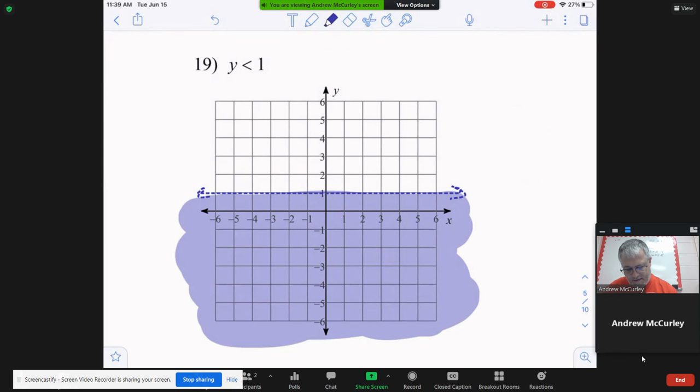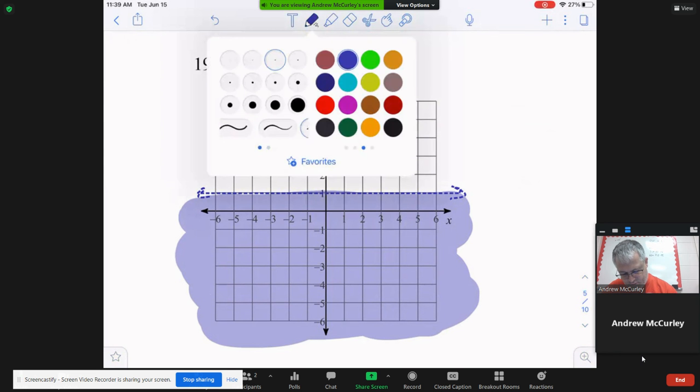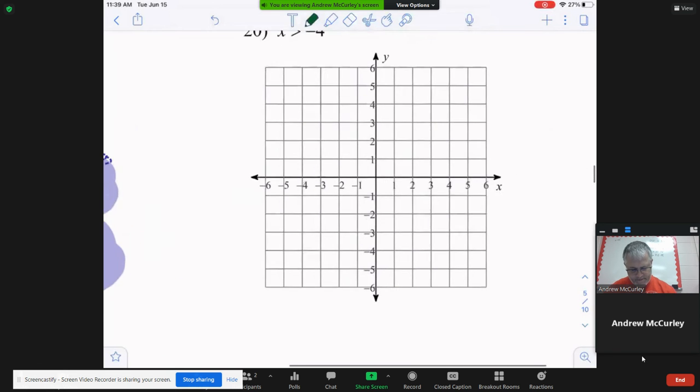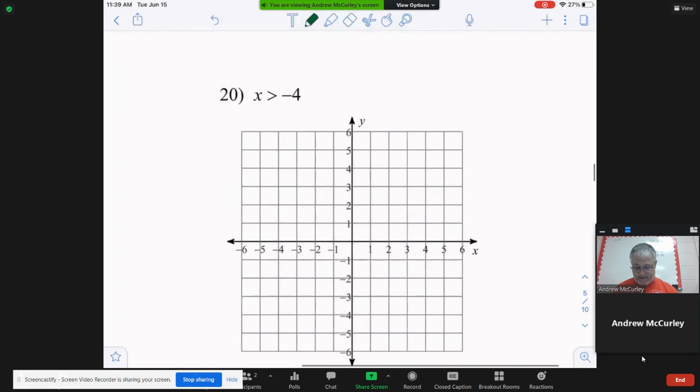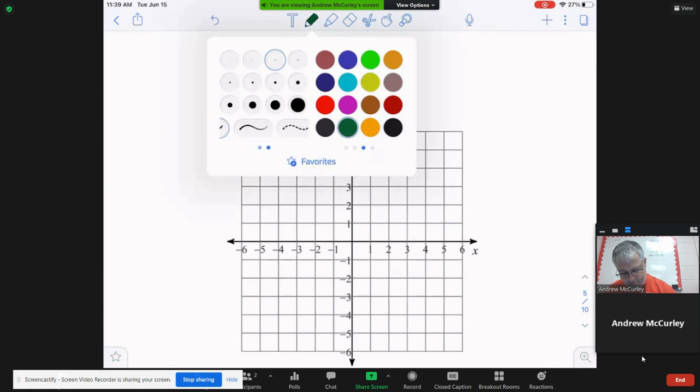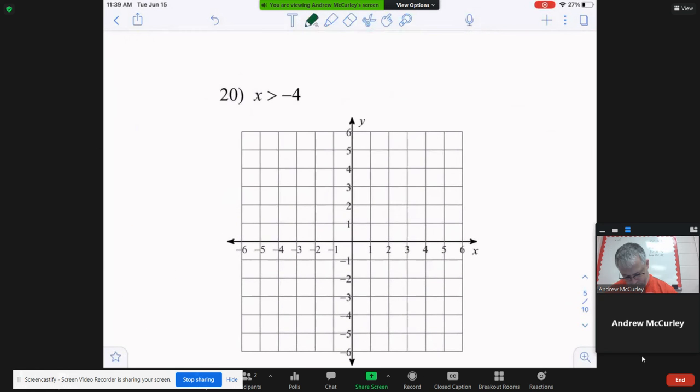Now, what's a little trickier is if we switch over to a vertical type. All right. So this is going to be x is greater than -4. It's a dashed line again. Okay. So here's -4, so it's going to be a dashed line. We'll put that in there. Now we're going to shade greater than this.